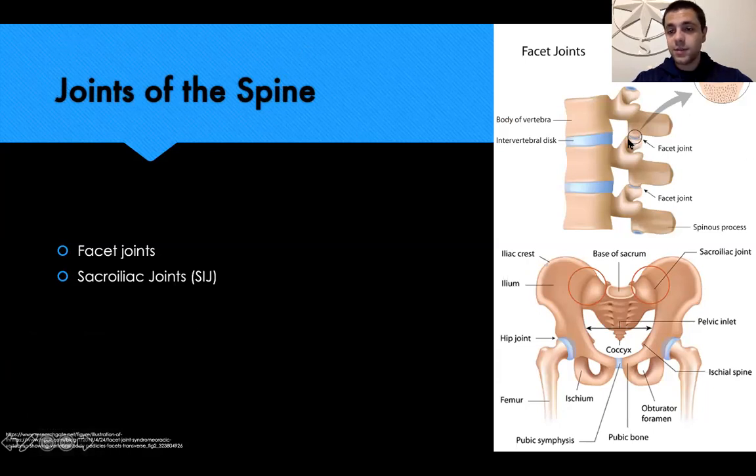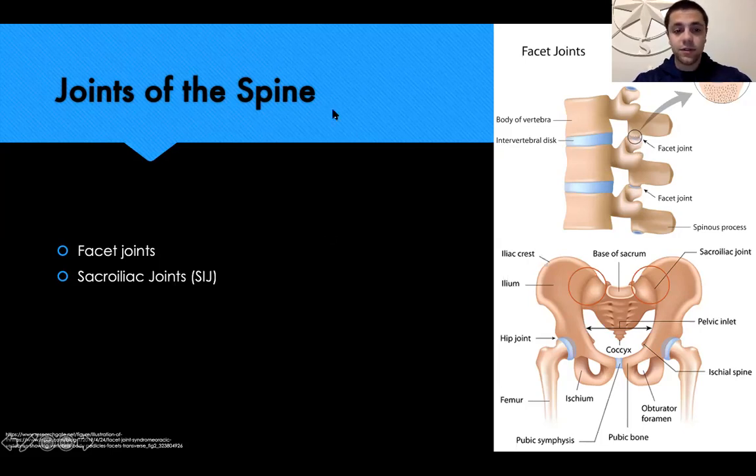So we can see here, this is my superior articulating facet of this vertebrae, and then it's articulating with the inferior articulating facet directly above it. So that articulation is what we call a facet joint, all right? And so there's 2 of these with each pair of vertebrae. We're only able to see half of it because we're getting a side view.